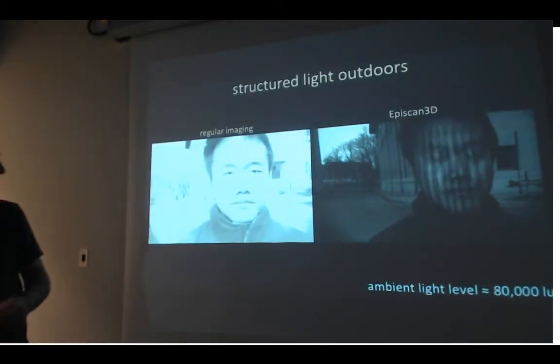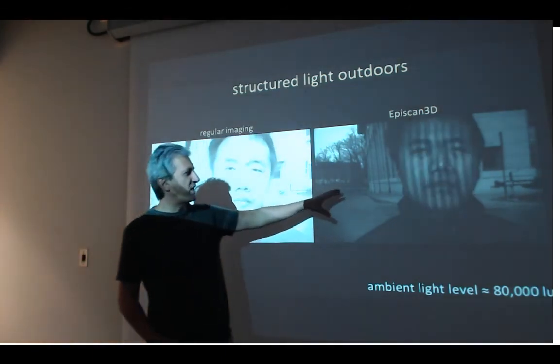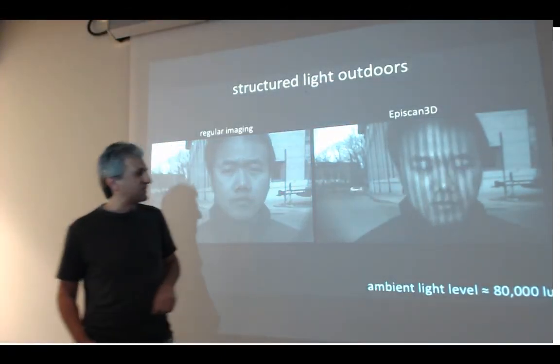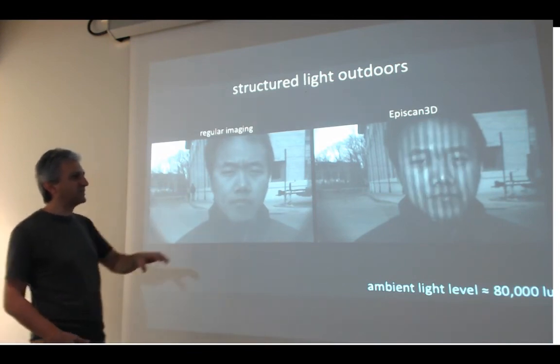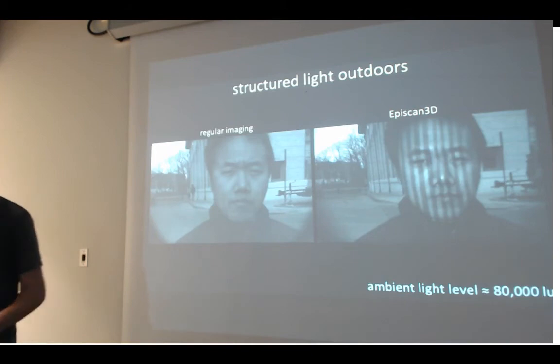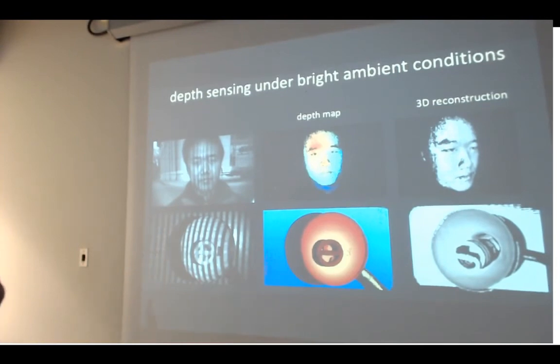And this also works outdoors. So here we're in an environment where we're about a meter and a half away from a subject. It's about 80,000 lux, and yet we can still see these patterns, even though this is a very, very low power projector. So once we get these patterns, we can capture 3D geometry, and again, we can do this for very, very bright sources.